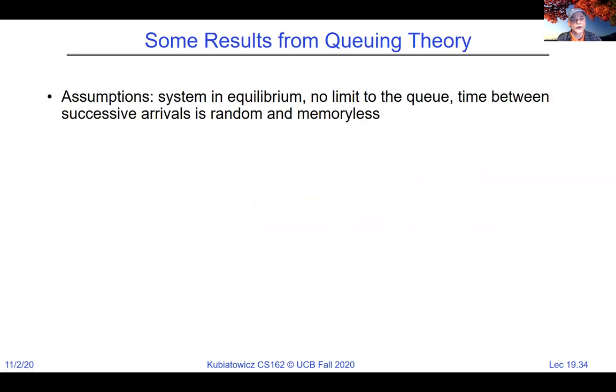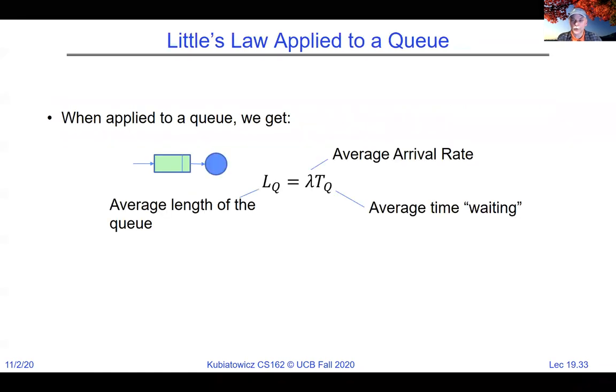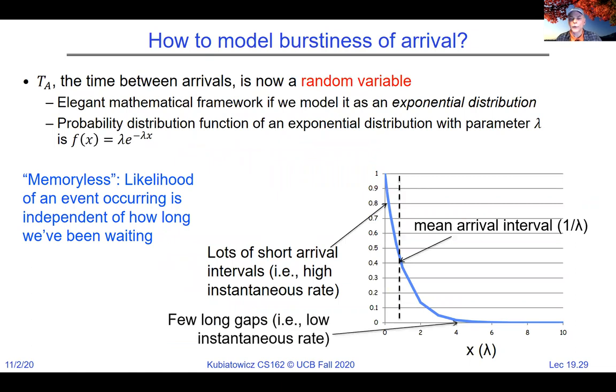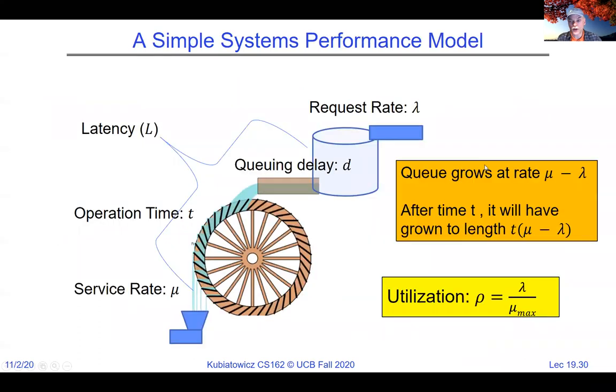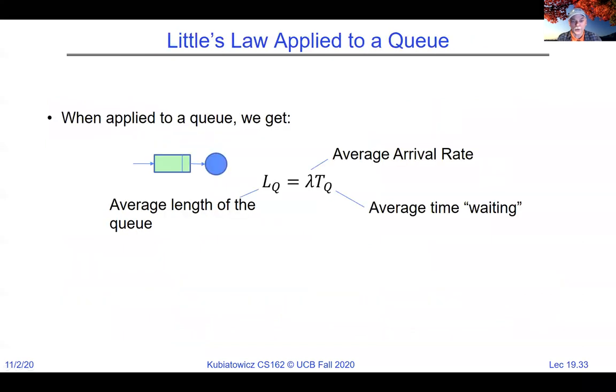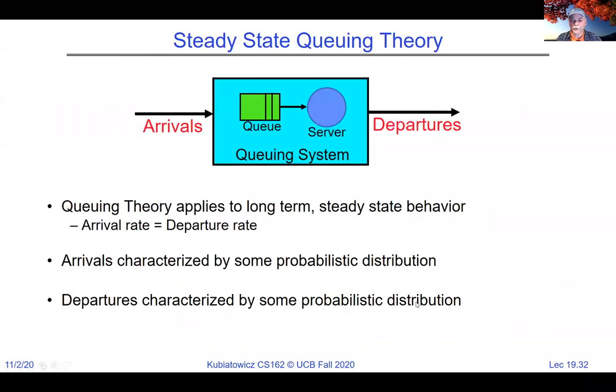All right, so some results. The assumptions are, first of all, the system's in equilibrium. We talked about that earlier. There's no limit to the queue. The time between successive arrivals is random and memoryless, okay, on the input. So we're going back to our notion that memoryless represents a situation where you have a bunch of random things that are uncorrelated that all sum together and are coming in. We'll call it memoryless with some lambda. And our queuing theory is going to assume that. The departures are going to be an arbitrary distribution, but the input's going to be memoryless.